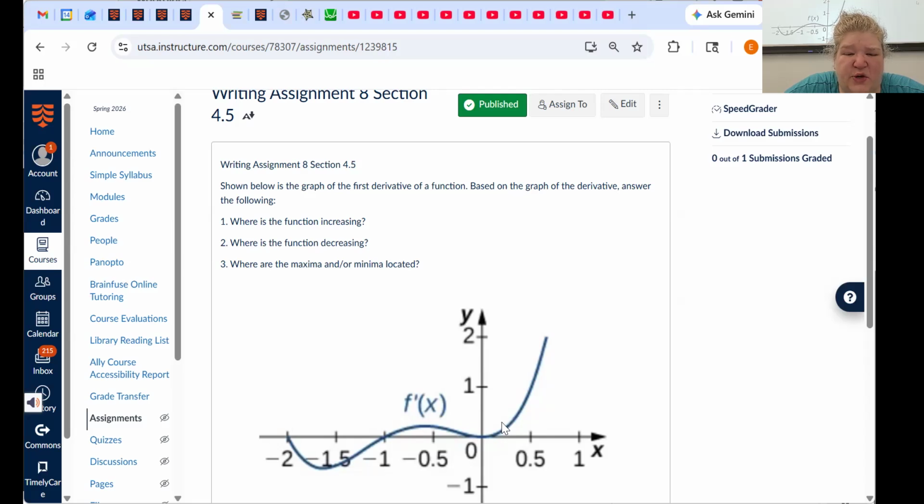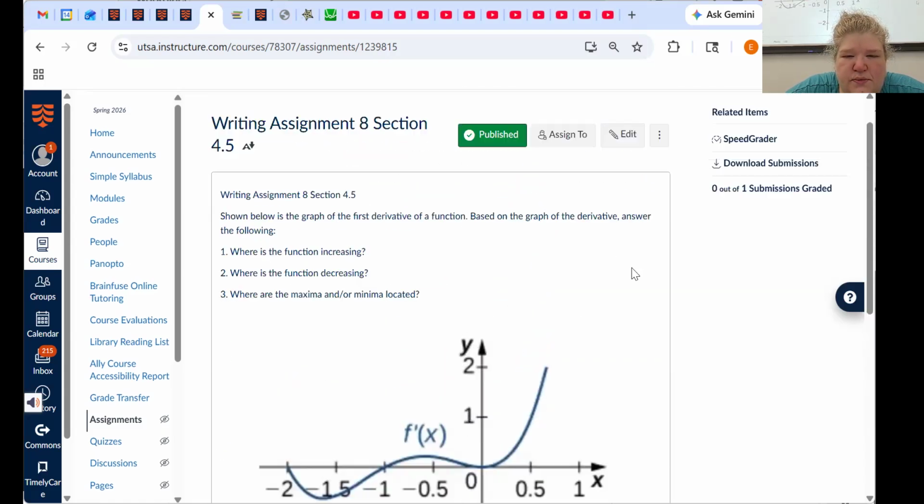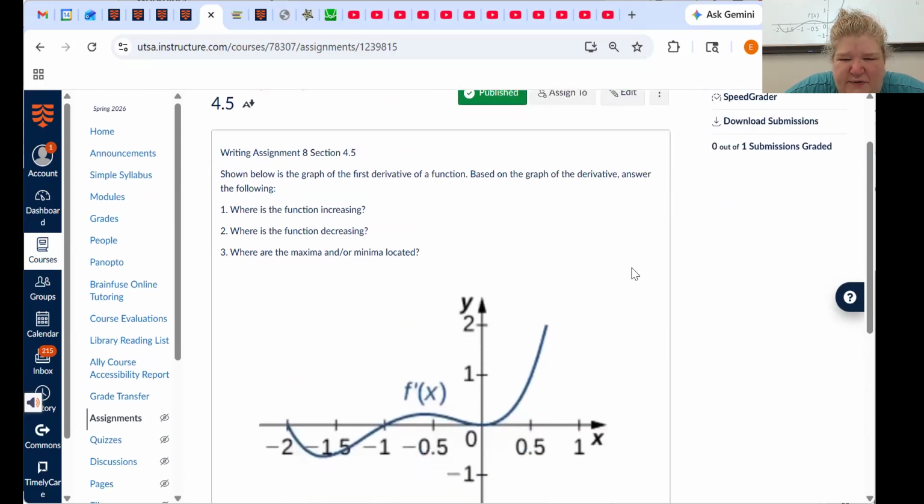So you're provided with the graph of the derivative, and you're asked to determine where is the original function increasing, where is the original function decreasing, and where are the maxima or minima located. So the graph is enough to determine that. We normally didn't do this off of the graph. We normally did it off a number line and notating where the derivative was positive or negative. So you can translate the graph into that information and then answer the questions.